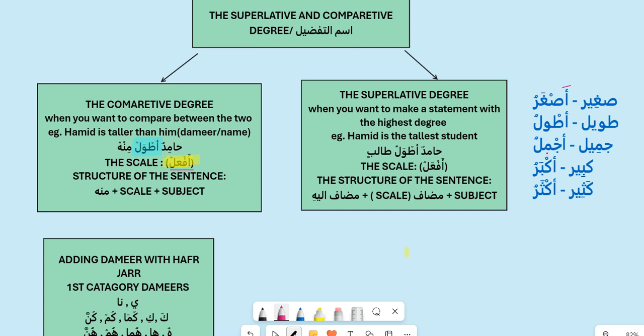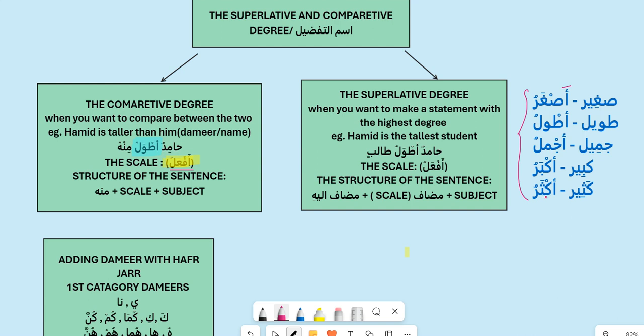So you might have come across all these words in Quran. So what is the meaning? Saghir, small, but asgharu is the smallest or smaller. So now we will know how we will use it in comparative and superlative. So from tawil, tall, to atwalu means tallest or taller. Jameel, beautiful, more beautiful or most beautiful. Kabir means big, bigger or biggest. Akbaru. Kathir, much, and it's the most. Aktharu.